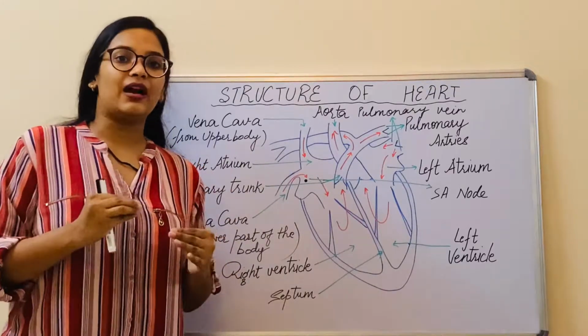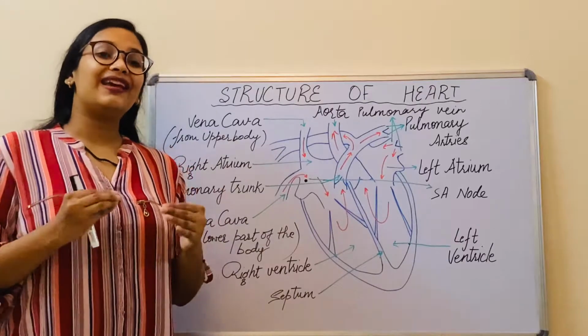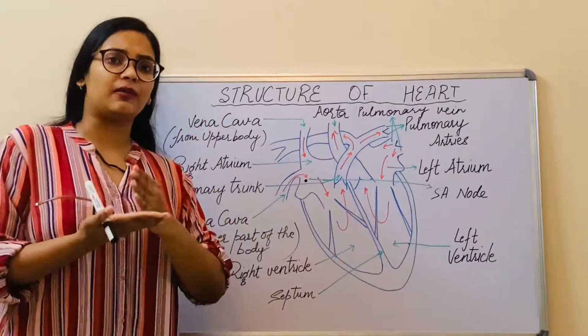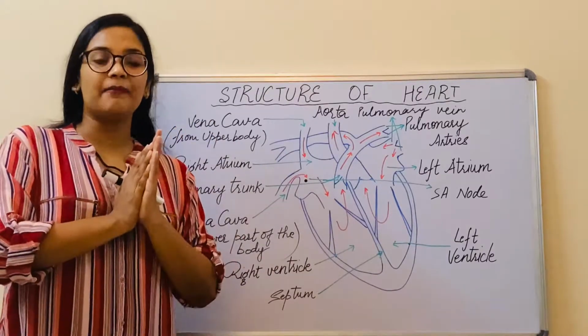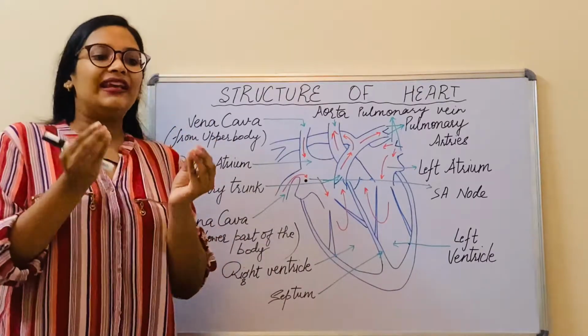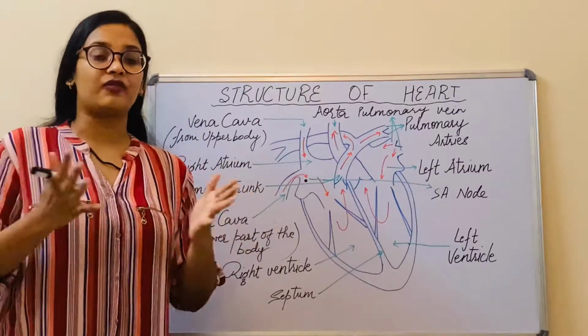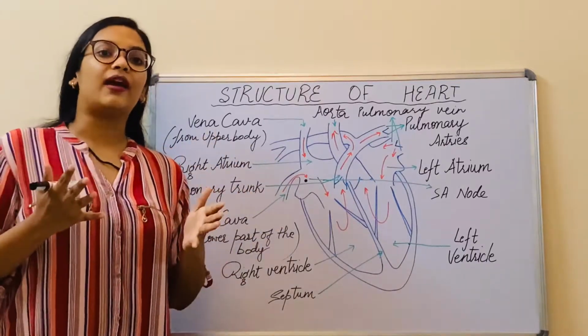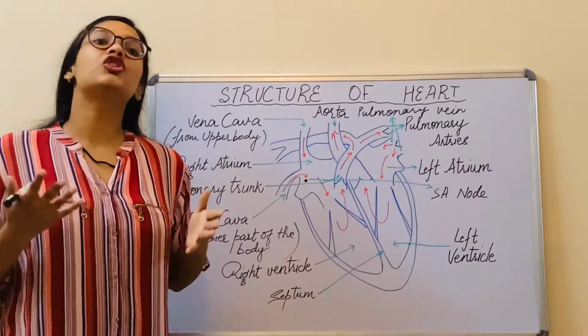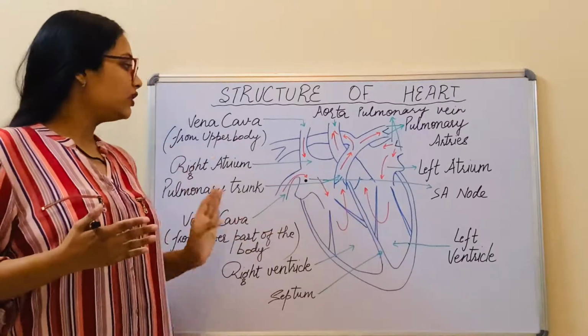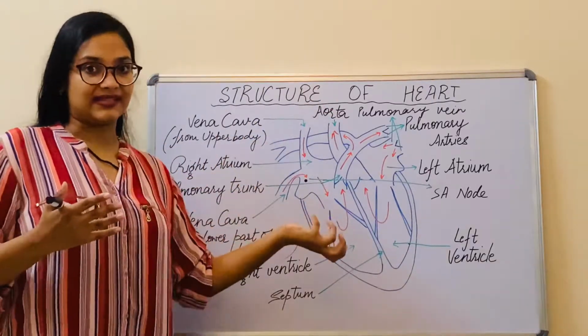Now this pericardial fluid actually is decreasing the friction between the two layers of the pericardium, and it also leaves out some space for the contraction and the relaxation of the heart. At the same point of time, it also works as a shock absorbent for the heart. So now, after the outside, we go towards the inside.